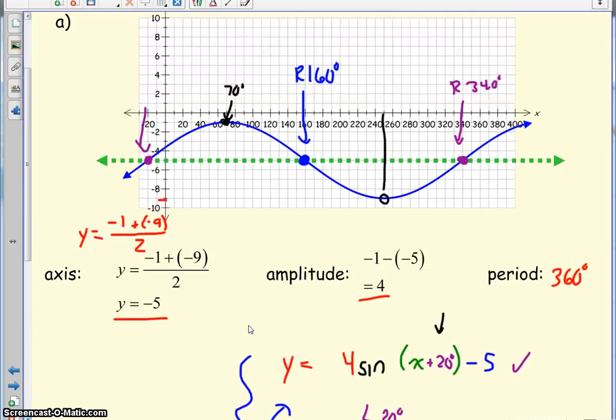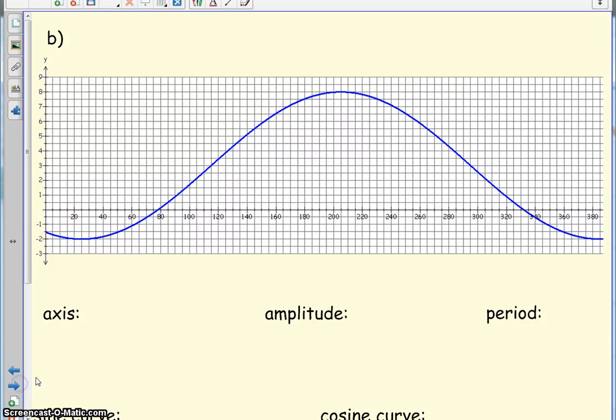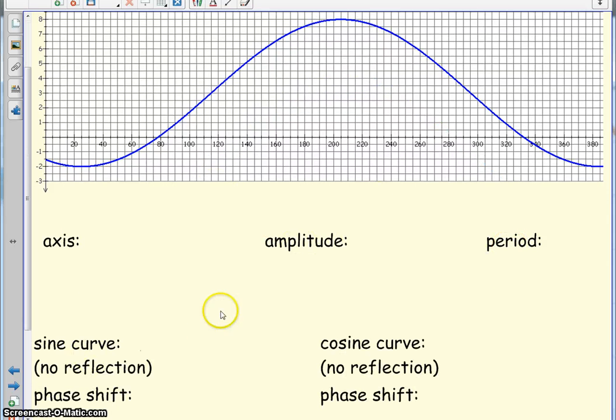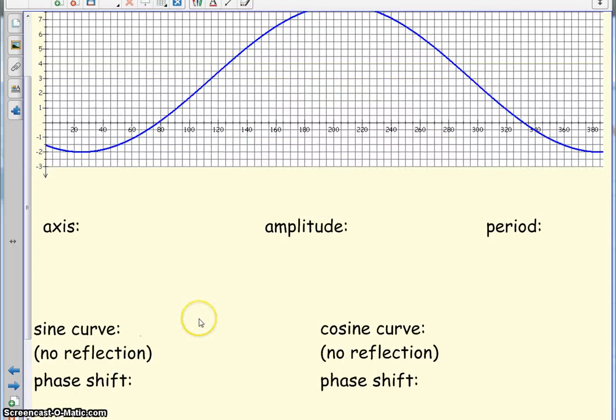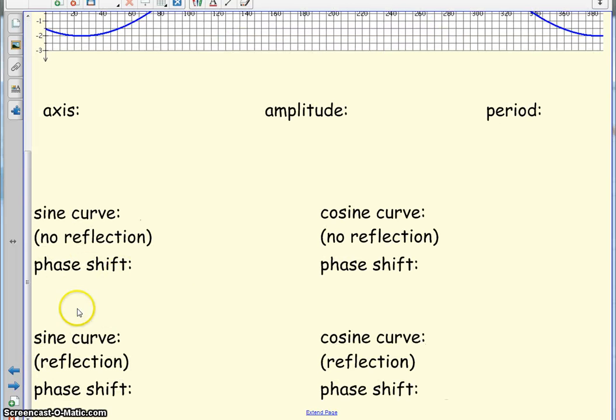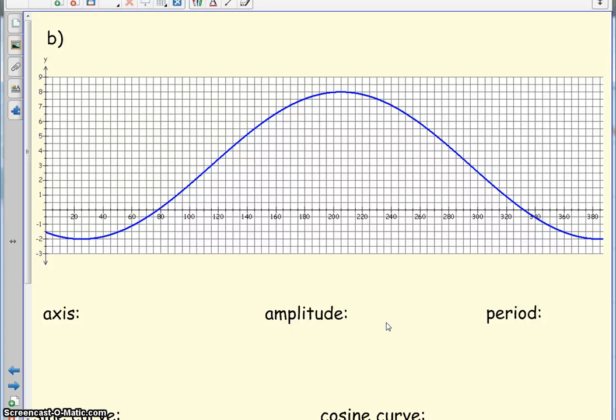Okay, so with that in mind, I would like you to try one on your own. So here's another graph. I'd like you to, again, find all the key information, axis, amplitude, period, and put that information together and try and create. Now it says only, again, one sine and one cosine curve, but let's push that a little bit further and then try to do one of each. So try a sine curve that has no reflection, one with a reflection, and two cosine curves, one with reflection and one without a reflection. Okay, so give that a try. See how it goes, and push play when you're ready to go through it together.